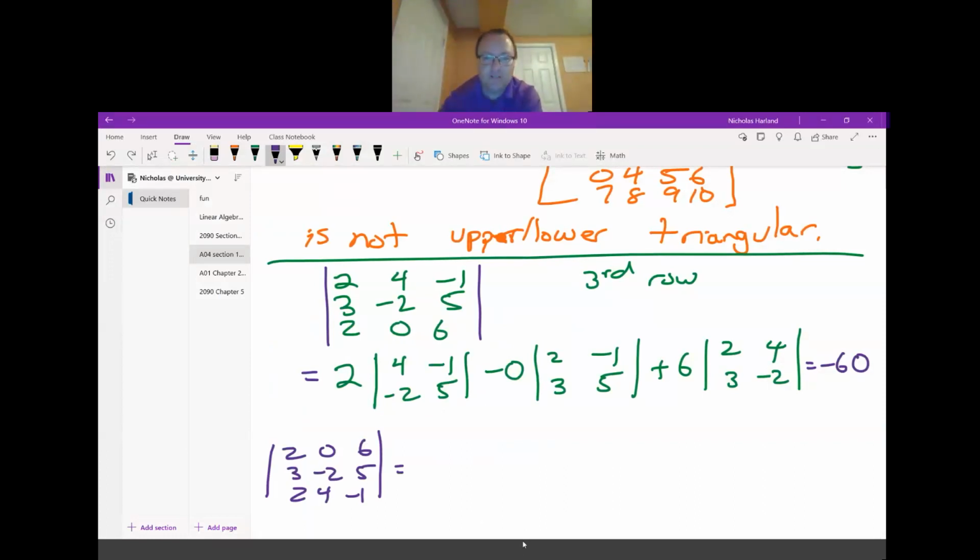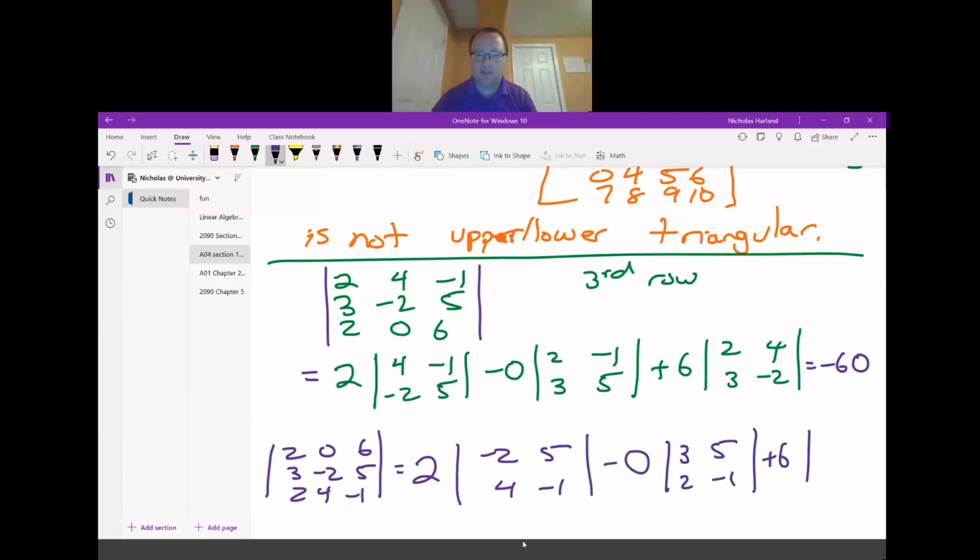All right, so let's do this determinant here by expanding along the first row. What do we get? First row is going to be 2 times what? I'm not looking for final numbers, not that it's wrong. I'm looking for the actual 2 by 2 determinant. Yeah, it is negative 18, of course, but it'd be negative 2, 5, 4, negative 1. Minus 0, 3, 5, 2, negative 1. Plus 6, 3, negative 2, 2, 4. Beautiful.